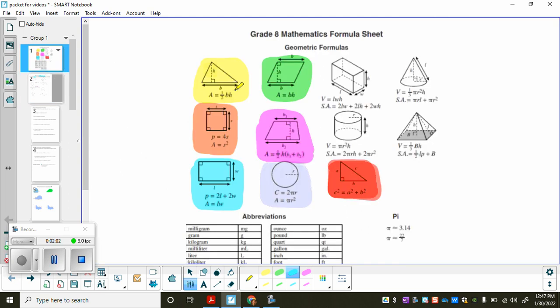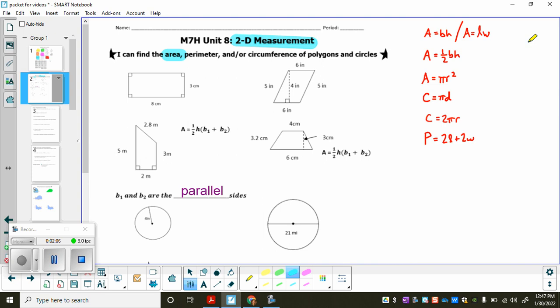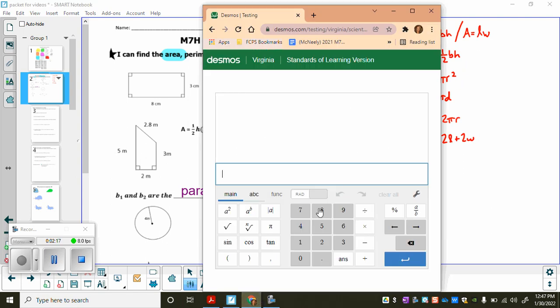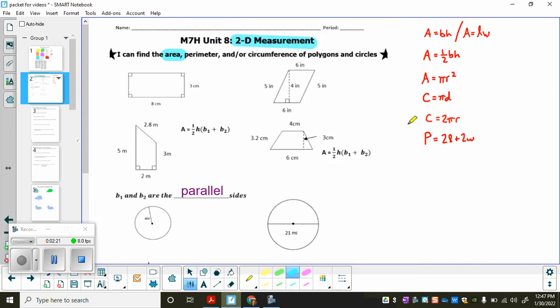Now on your formula sheet, we have all these different formulas, and I'm just going to keep them listed off to the side right here just so I don't have to keep flipping back and forth. These are the formulas that we would care about from that formula sheet, all right? Another thing I'm going to be doing in this video is reviewing Desmos with you guys. If you can just type in the formula and you know how to read the shapes with the dimensions, you will be able to use Desmos to calculate the area, perimeter, and or circumference, all right? So with that being said, we're going to go ahead and get started here with this first shape.